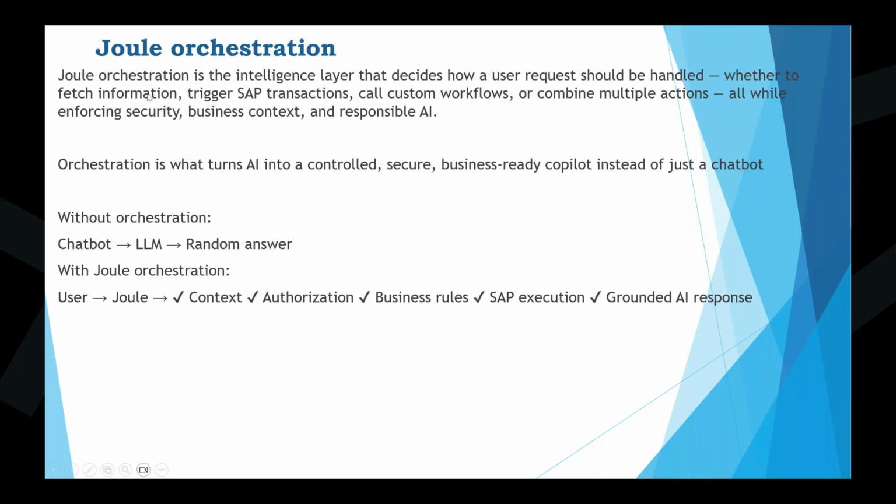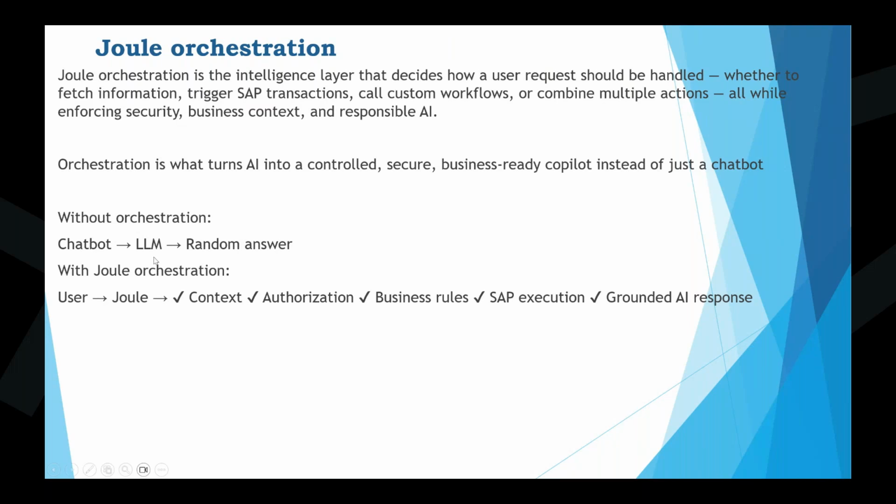So you see, what does Joule orchestration do? Joule orchestration is an intelligent layer that decides how a user request should be handled, whether to fetch information, trigger SAP transactions, call custom workflows, or combine multiple actions, all while enforcing security, business context, and responsible AI. Orchestration is what turns AI into a controlled, secure, and business-ready copilot instead of just a chatbot.